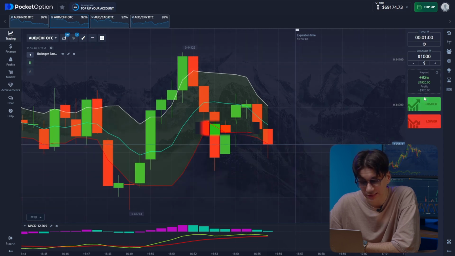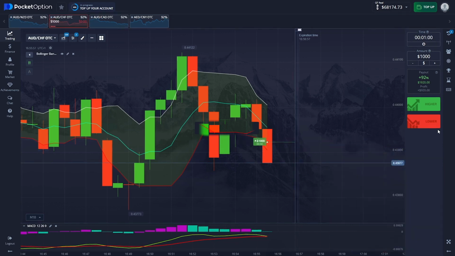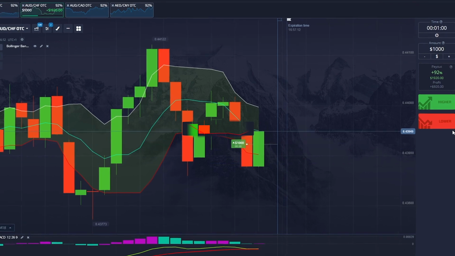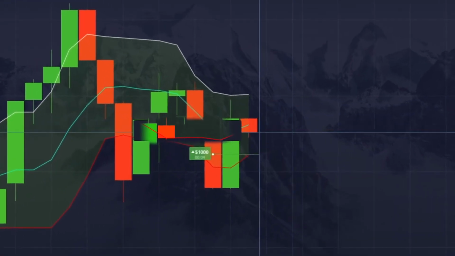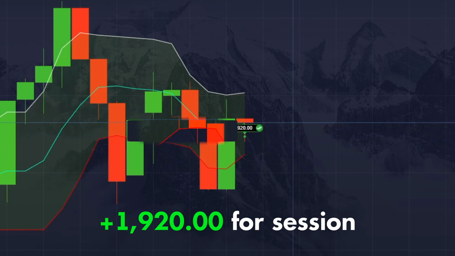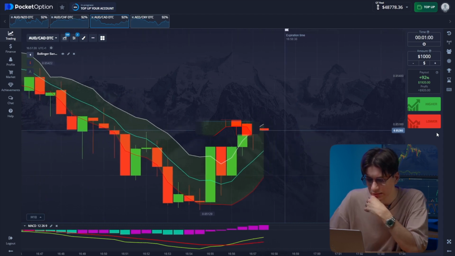Same amount, hitting high. It looks like a new support level is forming on the asset. The interaction of the candles with the Bollinger Bands lines clearly shows this. Another success. No surprise for me. I think we can do a couple more trades. Aussie-Canadian pair. The amount remains the same. Going short. Hit the button.